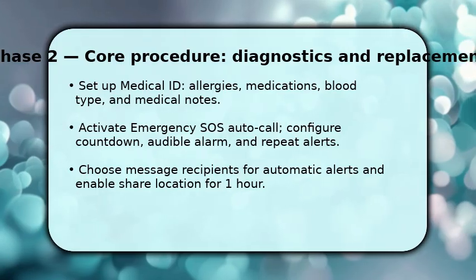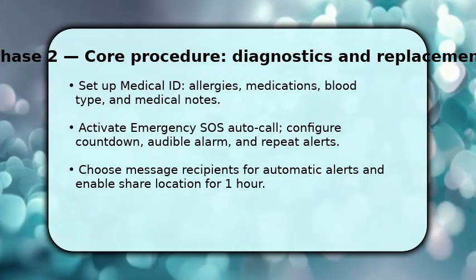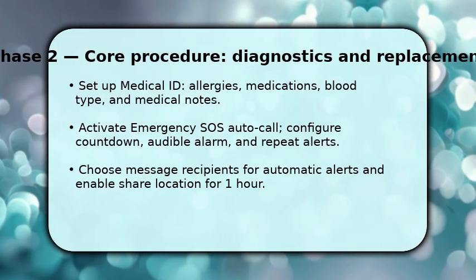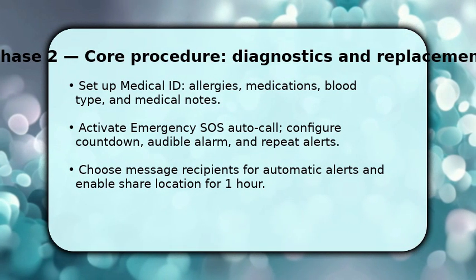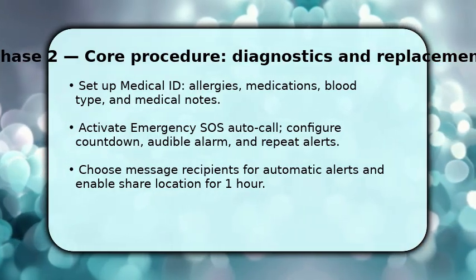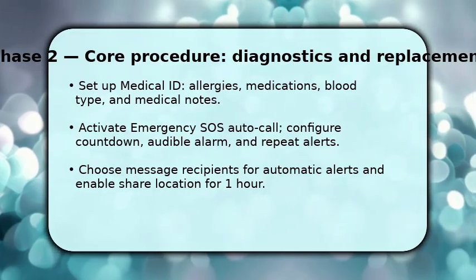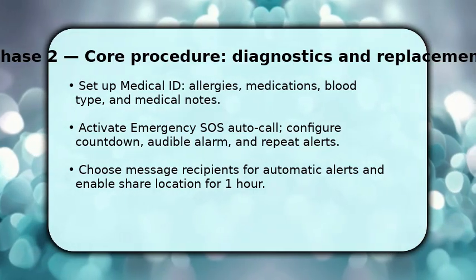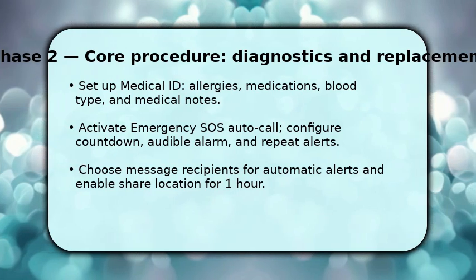Then enable Emergency SOS autocall. Set the countdown and audible alarm to warn bystanders. Add emergency contacts for the automated alert messages and enable share location for at least 1 hour so your moving position is tracked. Once configured, save and lock the screen to ensure accessibility.